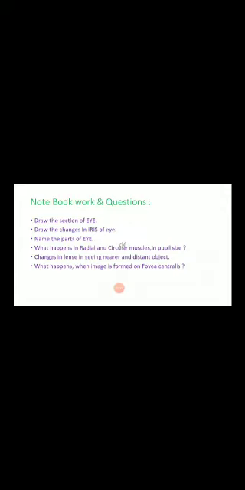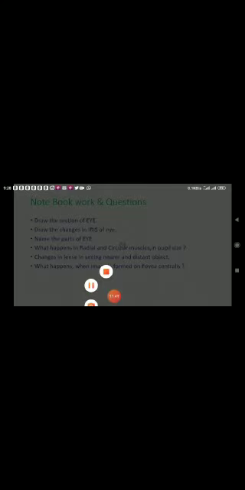The questions that you would have to write: what happens in the radial and circular muscles in changing the pupil size? Describe the changes in the lens in seeing nearer and distant objects. What happens when images are formed on the fovea centralis?